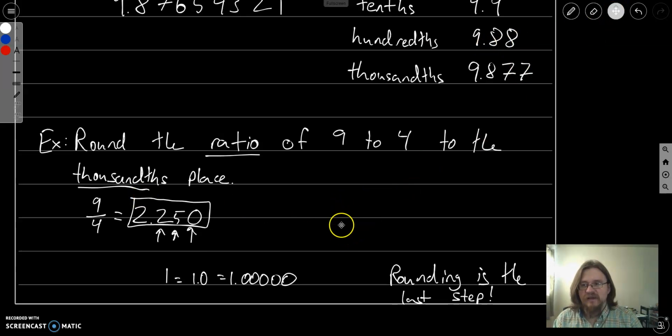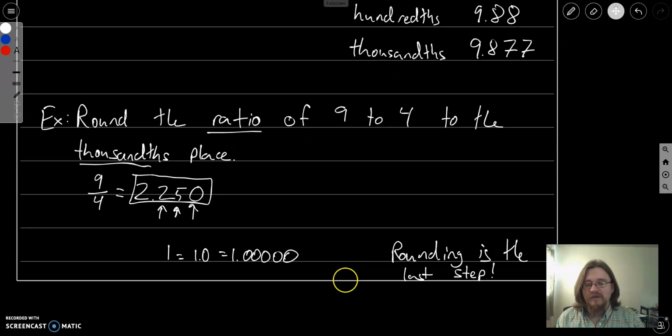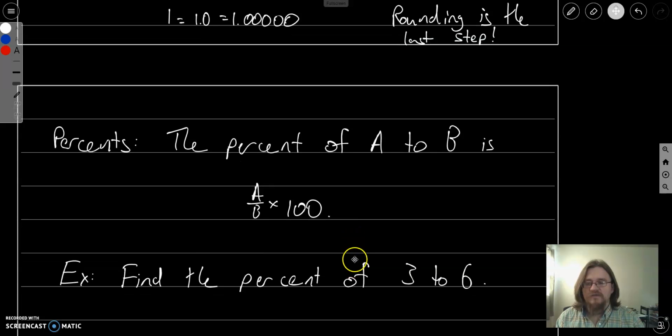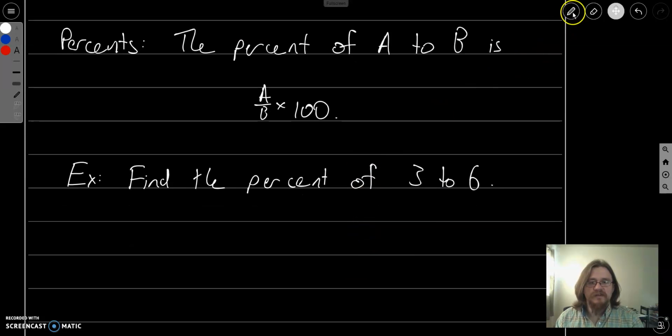The last thing that we'll look at is going to be percents, and we'll end up rounding percentages as well. So the way to find a percent, the percent of A to B is going to be A divided by B times 100. So when we take A divided by B, this is exactly the same as a ratio that we had before. So percents and ratios are almost identical. But with percentages, we end up multiplying by 100.